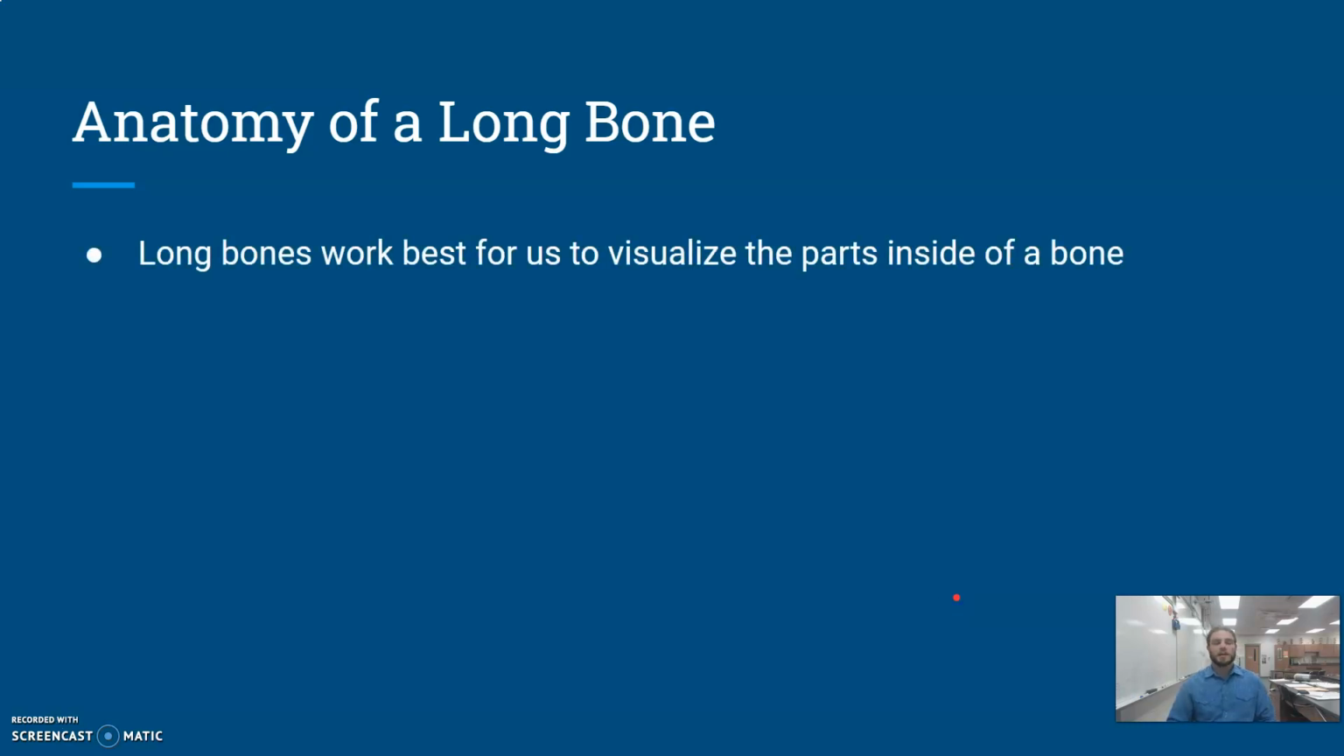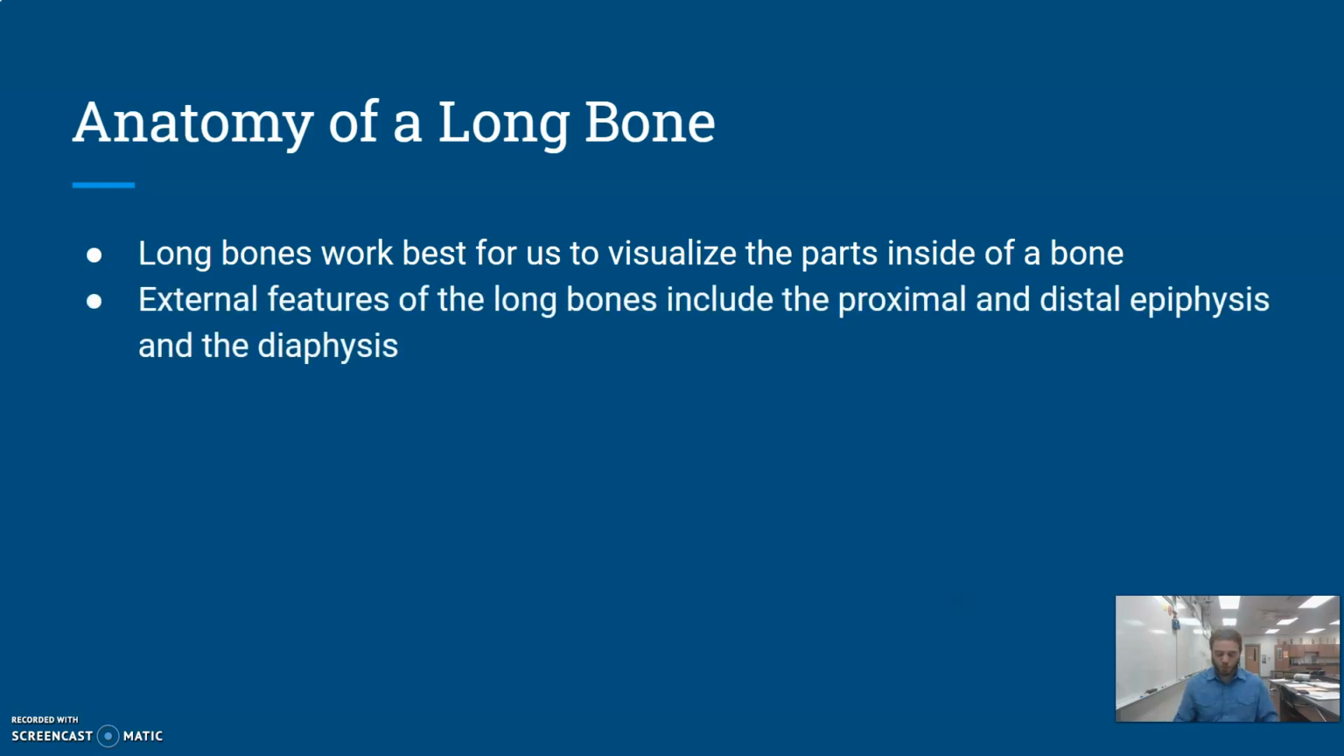Today we're going to look at the anatomy of a long bone. The reason we do that is they are the biggest bones that you have in your body, things like the femur and the humerus, the tibia. So it makes it really, really easy to visualize the parts that you have inside the bone. So what I'm going to use for reference here, I will have some pictures on the slideshow as well, is a femur. And in particular, this is a left femur.